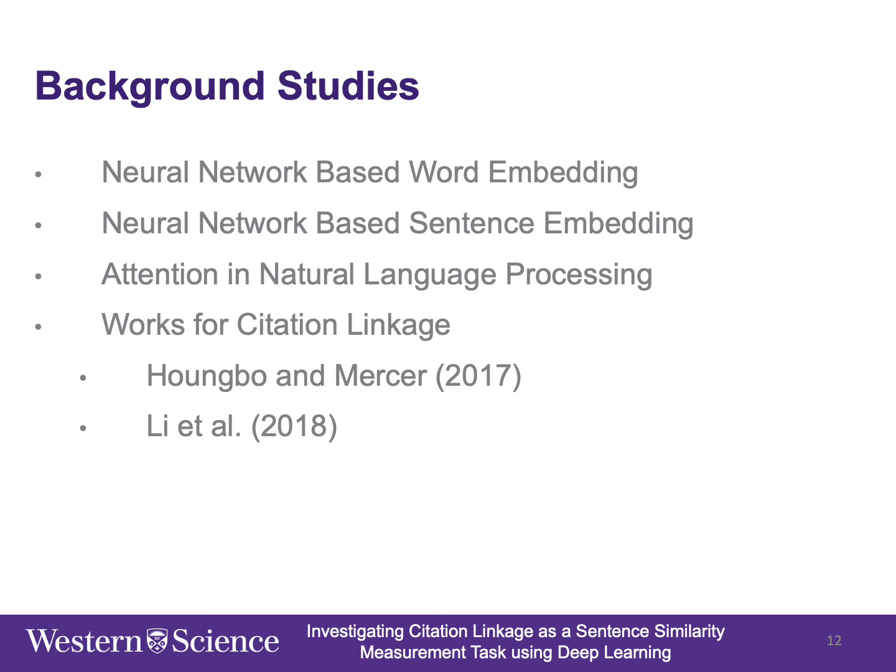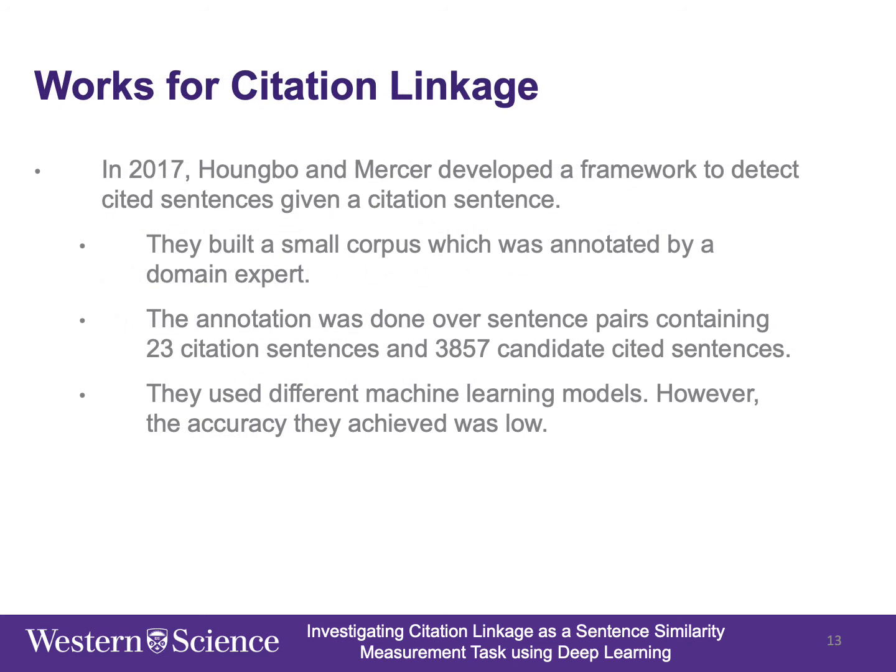I would like to talk about two prominent works for the citation linkage. First, Hongbo and Mercer in 2007. They conducted their experiment on the biomedical domain, and they built a small corpus for that work, which is annotated by domain experts. This corpus contains 3,857 sentence pairs with 23 citation sentences and 3,857 candidate cited sentences. Different machine learning models were used in this task. However, their accuracy was low.